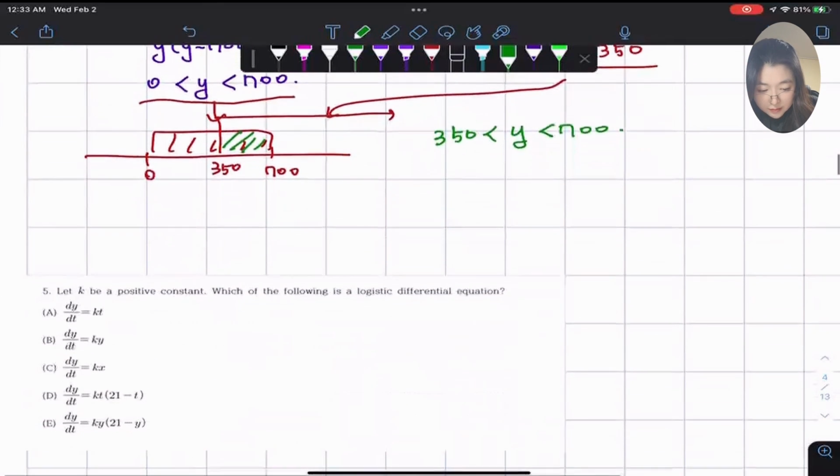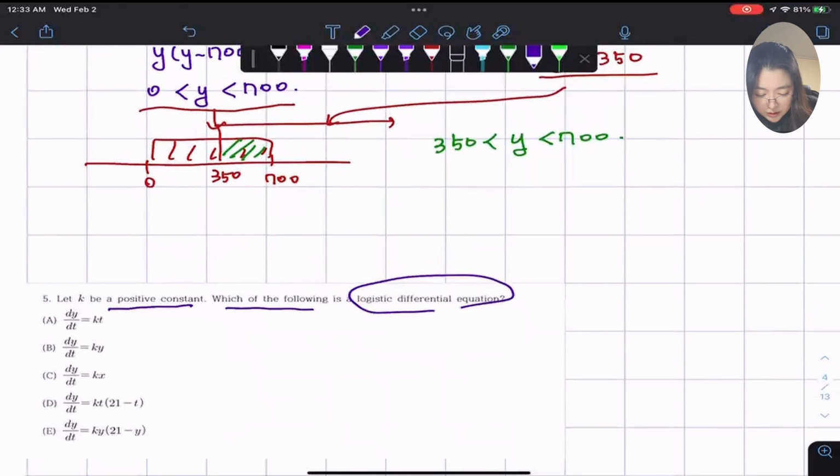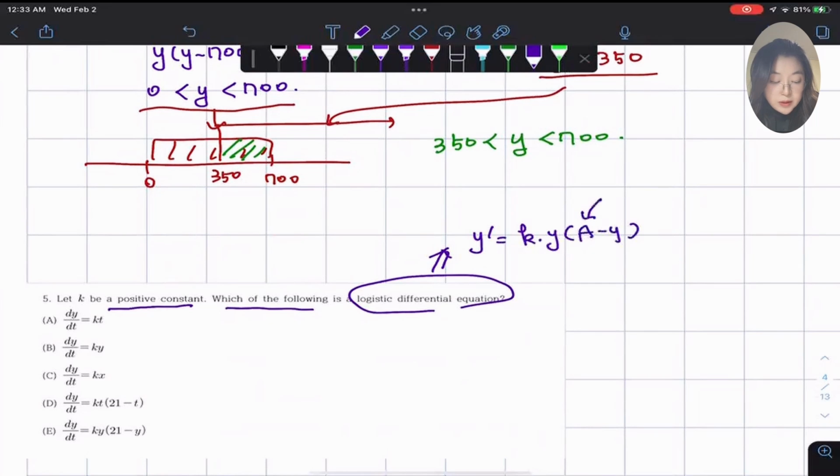Okay. Look at problem number 5. Let k be a positive constant. Which of the following is a logistic differential equation? The logistic differential equation is y prime equals k times y times (a minus y). This is the limit value, and constant.